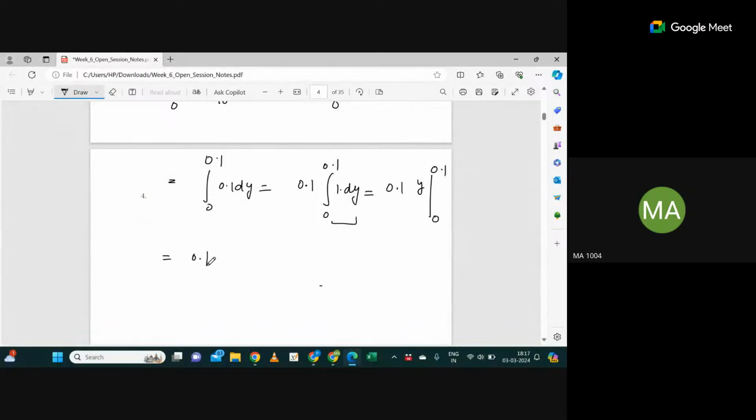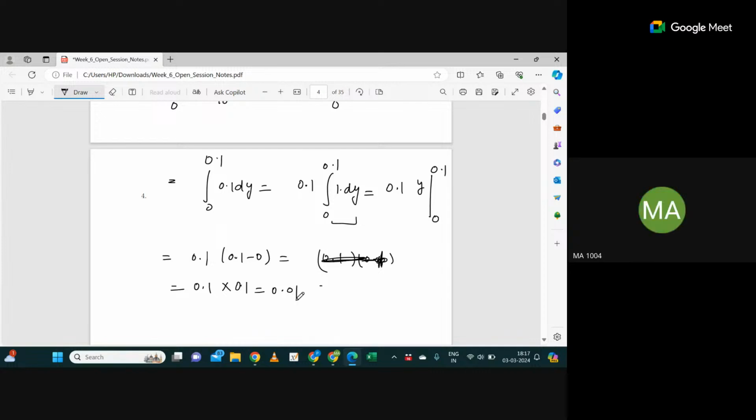Okay, so it will be 0.1 and we have to put the upper limit. It will be 0.1 minus 0. So basically 0.1 into 0.1, which is nothing but 0.01, right? Okay. Yes, sir. So is this clear? Some rough idea how to do this?